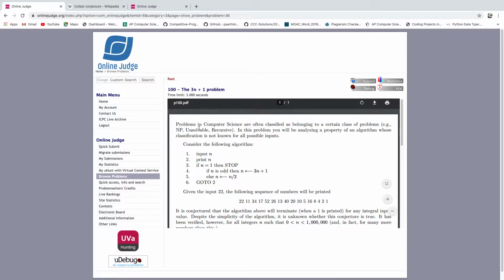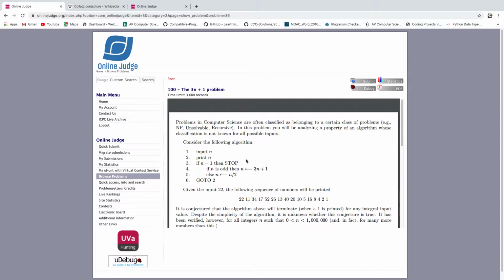So the first step in any problem solving is to understand the problem and the constraints. Okay, so here in this problem, you'll be analyzing a property of an algorithm whose classification is not known yet. And the classification could be non-polynomial, unsolvable, recursive, etc. Okay, so what is the algorithm?